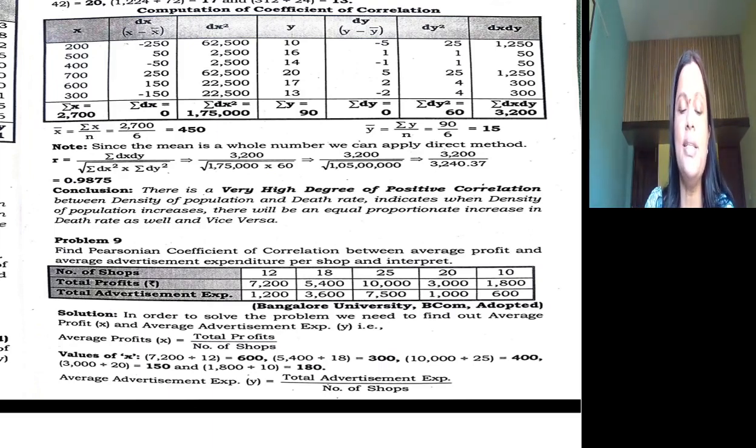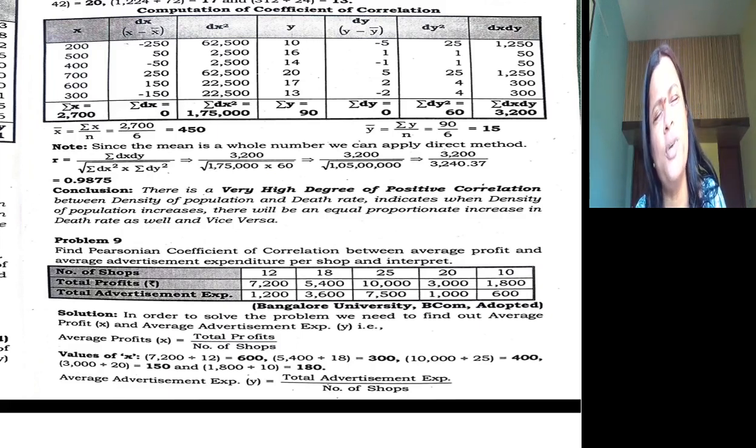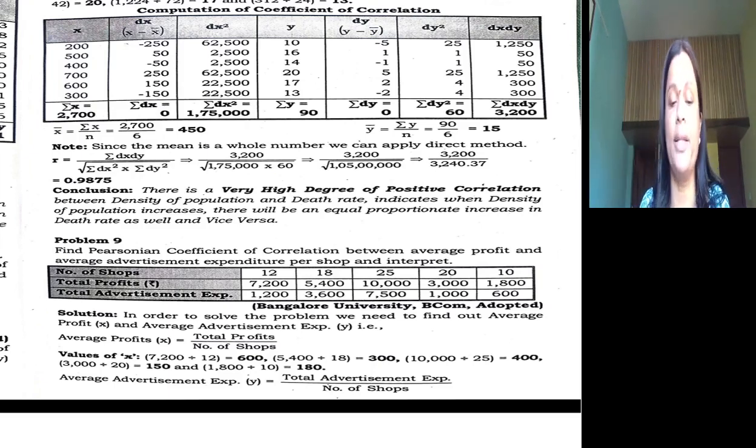Then consider average profit as x, average advertisement expenditure as y. Then calculate the Karl Pearson correlation coefficient. So you should read the problem to decide which one we should consider as variable x, and which one as variable y. Maybe sometimes it is directly given in the problem, most of the time, but sometimes they won't give. At that time, with the help of the given information in the problem, we should arrive at x and y. Then we should apply the formula.